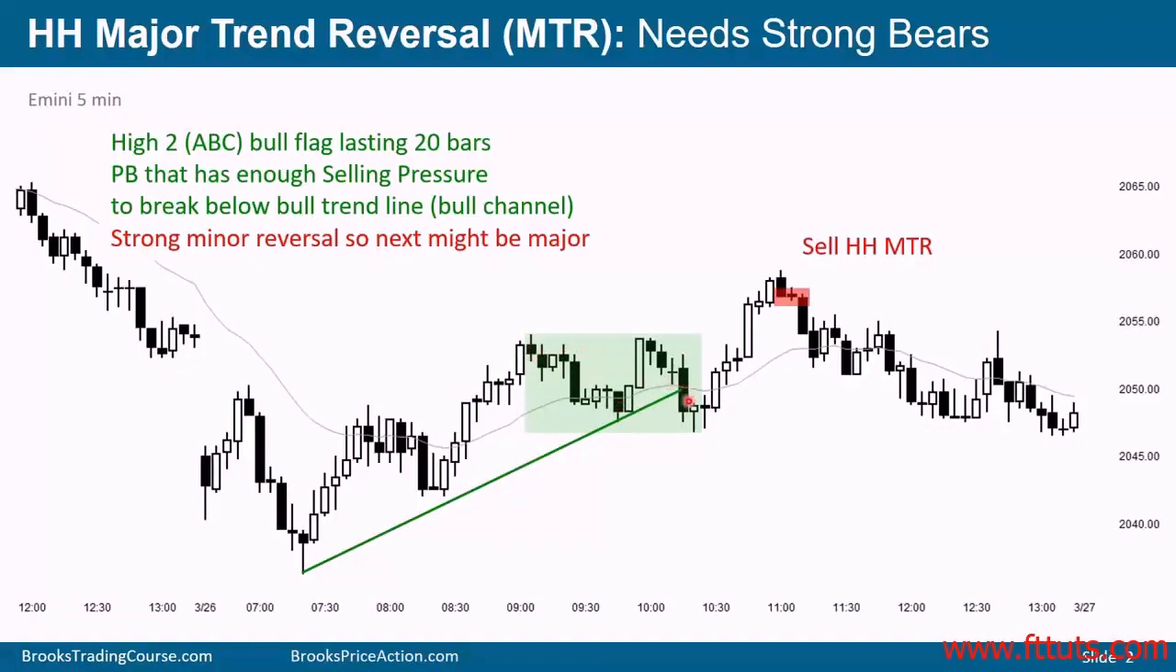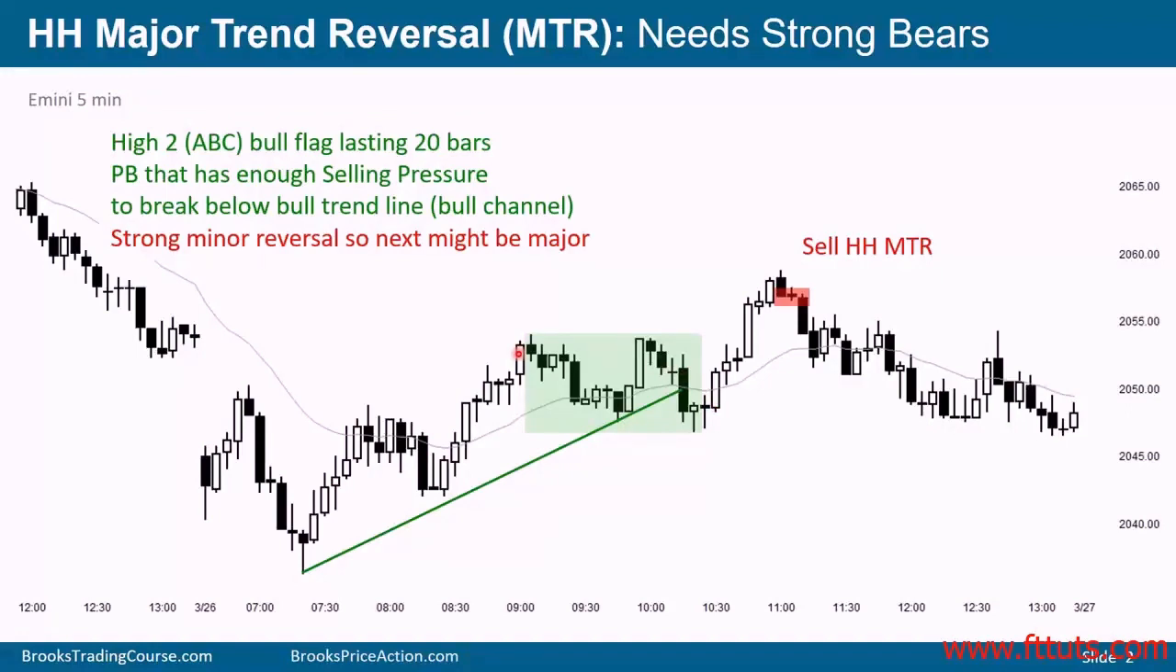It went sideways for about 15 bars or so, and it broke below the bottom of the bull channel. And we have a decent bear bar here and a decent bear bar here, 2 legs down. The bulls lost control of the market for a lot of bars, and the bears were strong enough to break below the moving average and stop the bulls for about 15 or 20 bars.